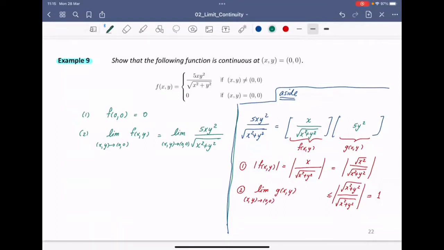Then here we say the limit of g(x,y), which is the limit of 5y squared, is for sure 0. From these two things, by the two-dimensional squeezing theorem, this limit is actually 0.